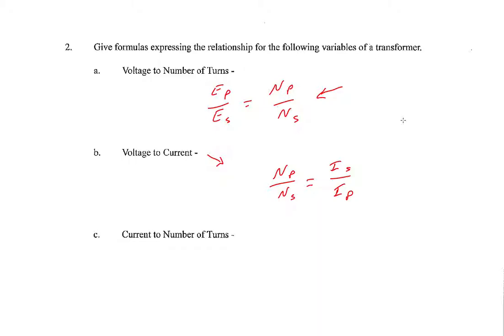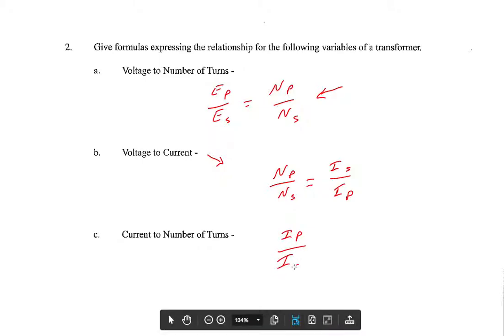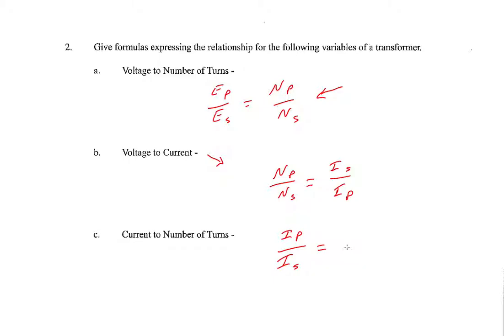Okay, current to the number of turns. It's going to be the same thing. Let me go ahead and go primary current to secondary current. Okay, so you know that if the primary voltage is high, the secondary turns are going to be high. Well, how am I going to explain that? Well, at any rate, it's an inverse proportion, just the way it is up here on the current.